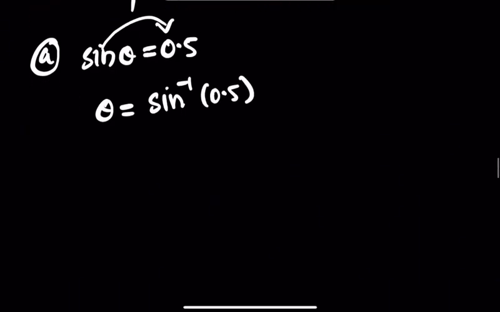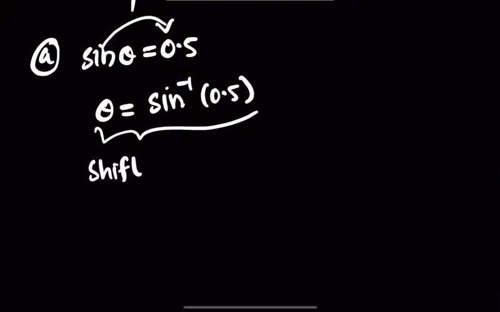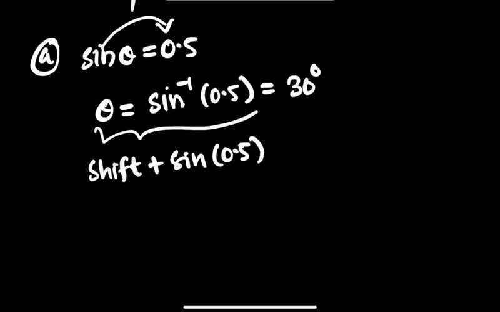To perform this on your calculator, you can press shift plus sine of 0.5, which gives us 30 degrees. Make sure your calculator is in degree mode rather than radian or gradient mode, because we are finding this angle in terms of degrees. So make sure you set your calculator to degree mode before you perform this calculation.